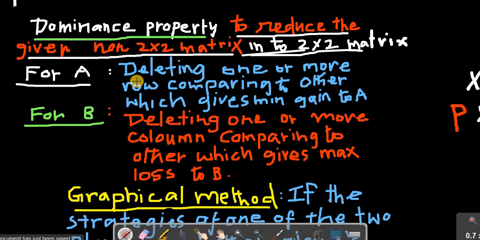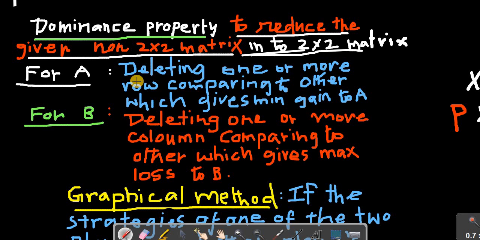So he is comparing the strategies to see which strategies are giving more losses than the other strategies. He is comparing, and the one which does him more damage, that strategy he avoids playing. So the dominance here is the maximum loss to B. That is the dominance here.